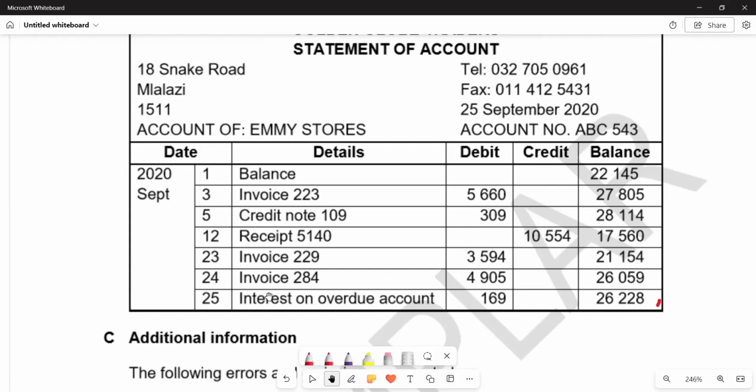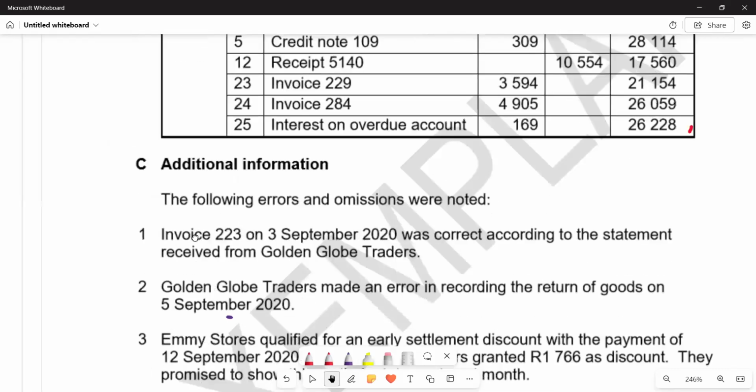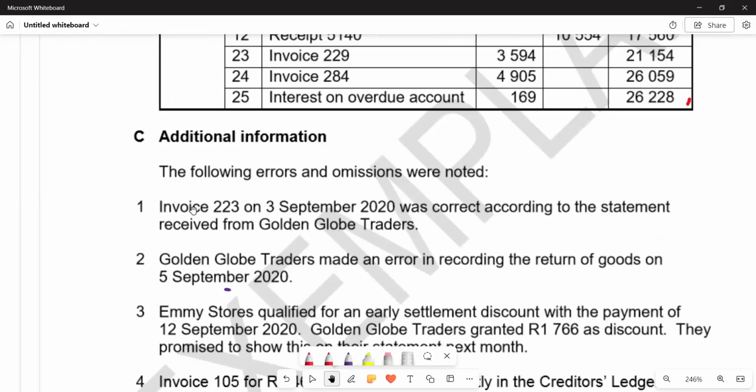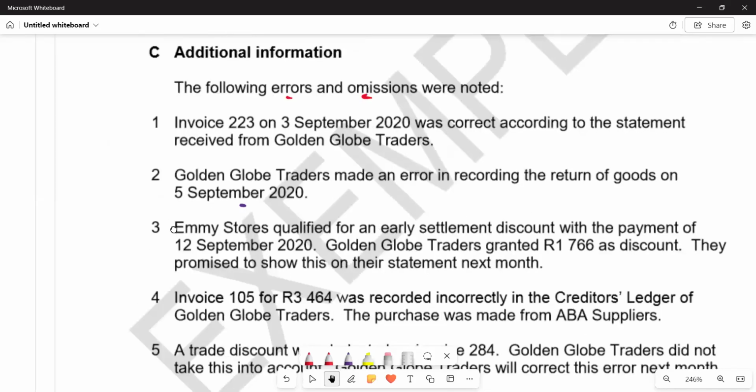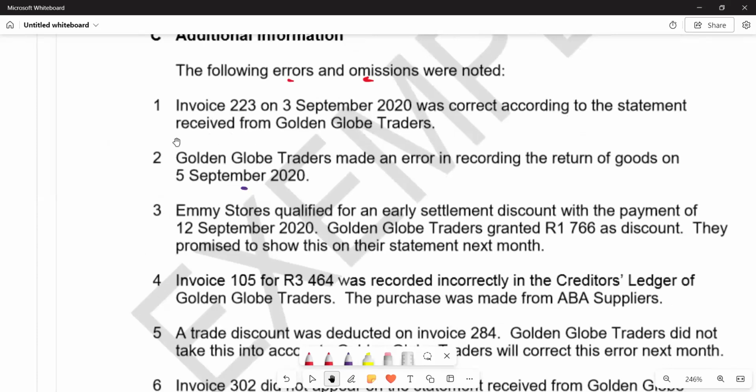So if you go to information C now, that's where we have got the additional information, and it reads the following errors and omissions were noted. So errors and omissions are the reasons why these two balances won't balance. So when we have such a scenario, we have to prepare a reconciliation based on the errors and omissions that are listed here. So we're going to go through each and every error and omission and adjust in the answer section accordingly. So you'll see that additional information in terms of errors and omissions is ranging from 1 going down to 7.